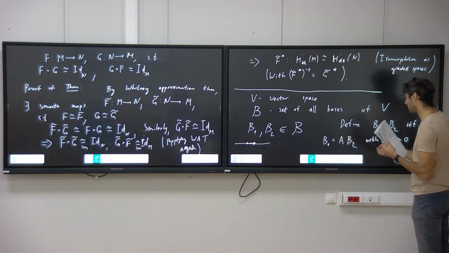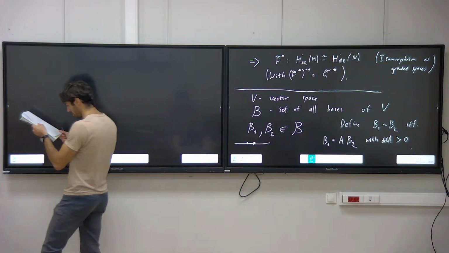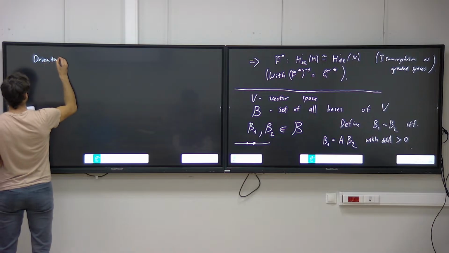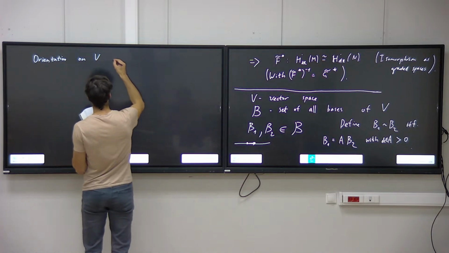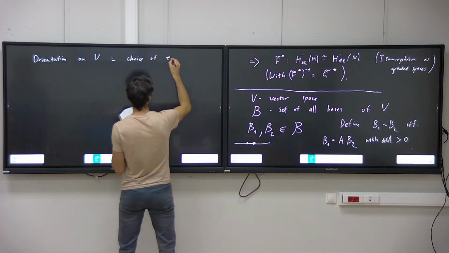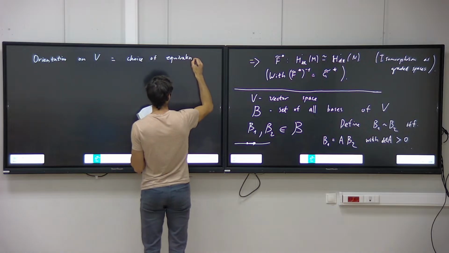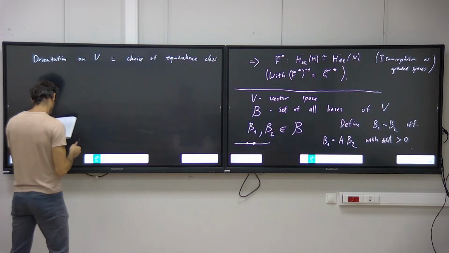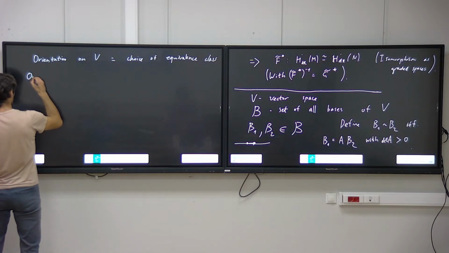And then, well, this equivalence relation is easy to check. But then I say that orientation on B is the same as the choice of equivalence class with respect to this equivalence relation. Right?